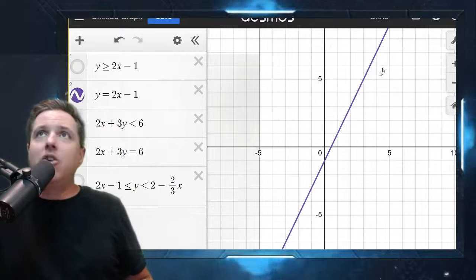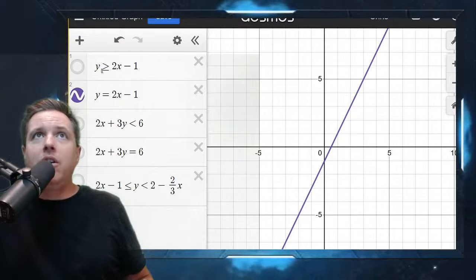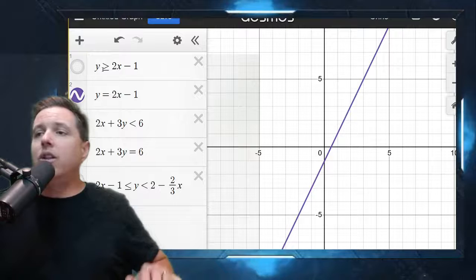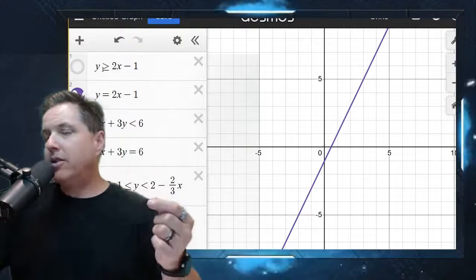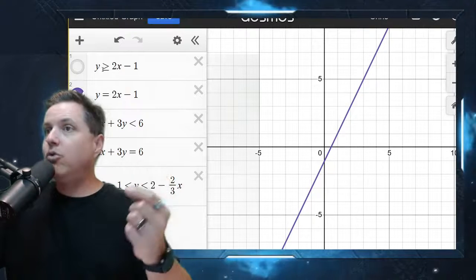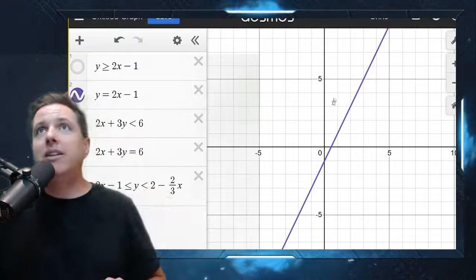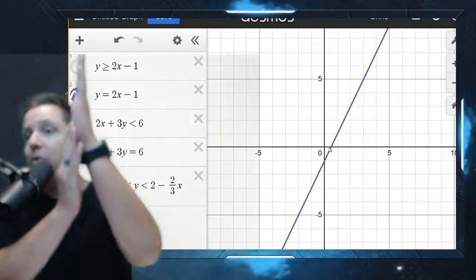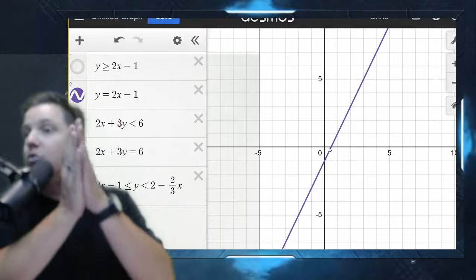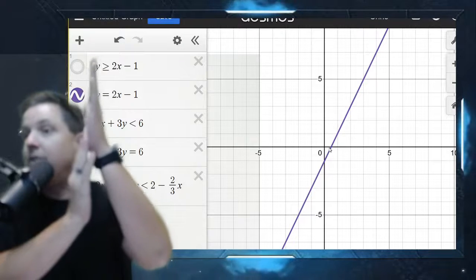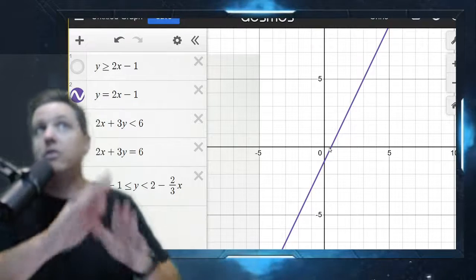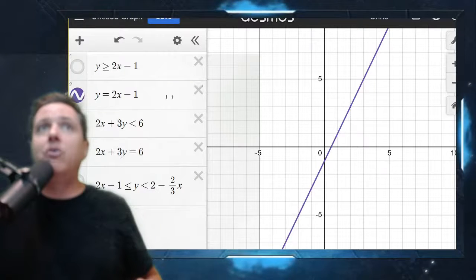How did I know to make a solid line? If your inequality has an or equal to part, in other words, greater than or equal to or less than or equal to, then you make it a solid line, because that means that the points on your line are actually solutions, not just the boundary, they're also solutions. So in that case we draw it with a solid line.